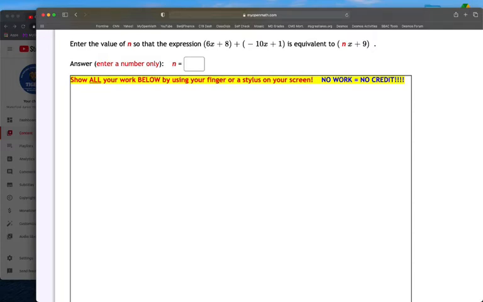where you are to enter the value of n so that the expression 6x plus 8 plus negative 10x plus 1 is equivalent to nx plus 9. So we're trying to figure out what number can replace the letter n to make one part equivalent to another. So how we really should go about trying this problem is by writing down the first expression.